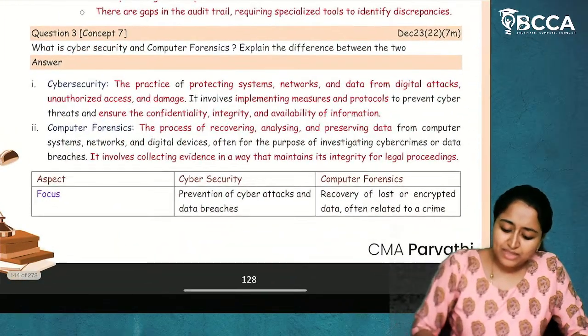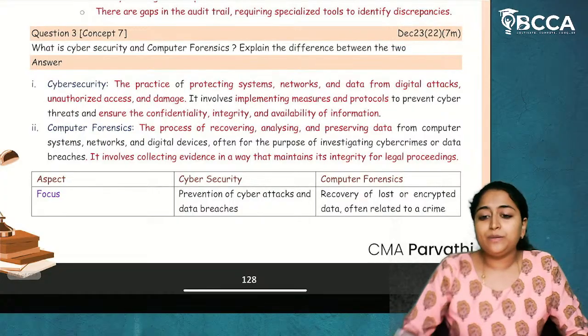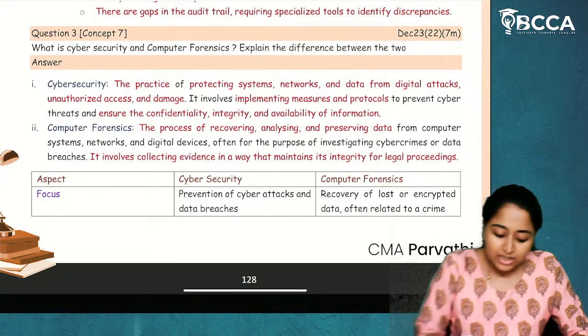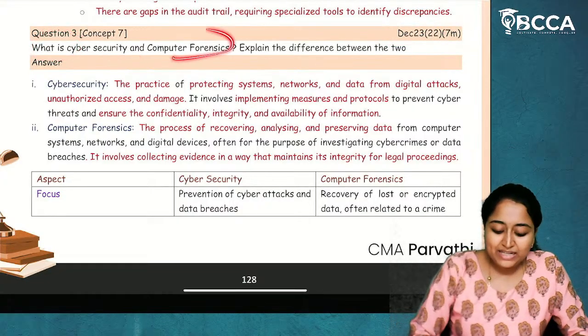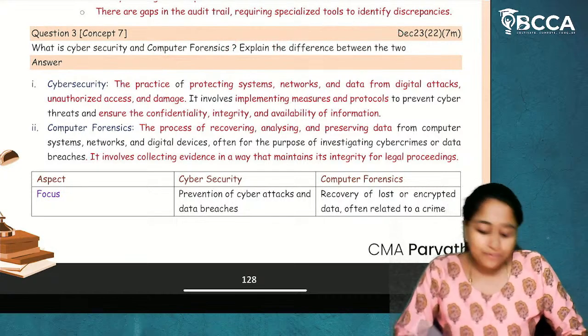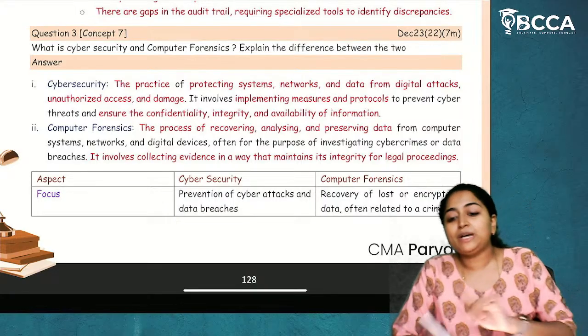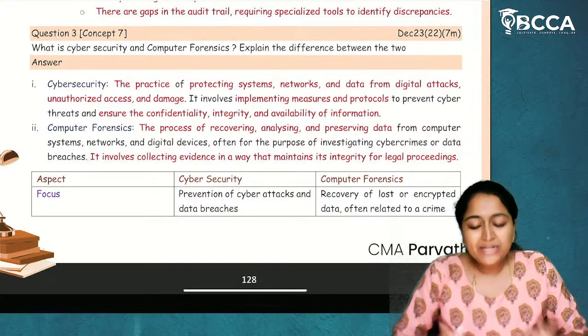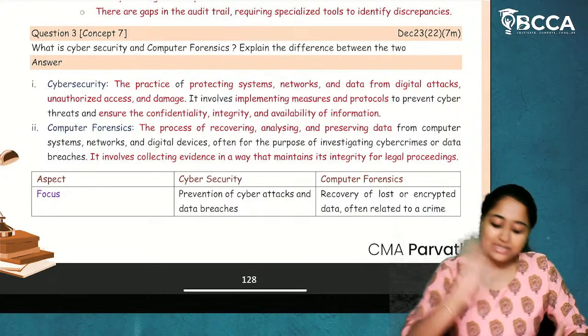Now, question number 3, which has been tested in December 2023 attempt. What is cyber security and computer forensics? Explain the difference between the two. Now, what does it mean by cyber security and what is meant by computer forensics? Nothing but simple. Now, what is cyber security?